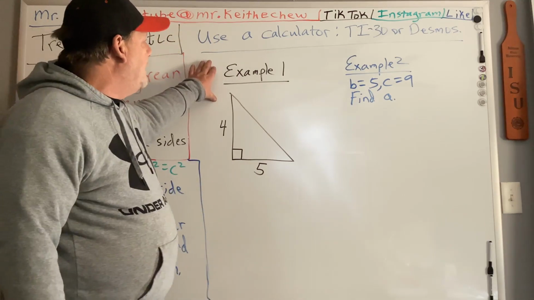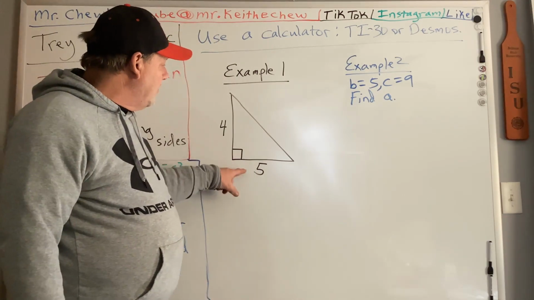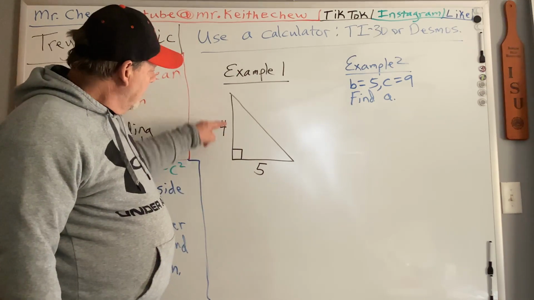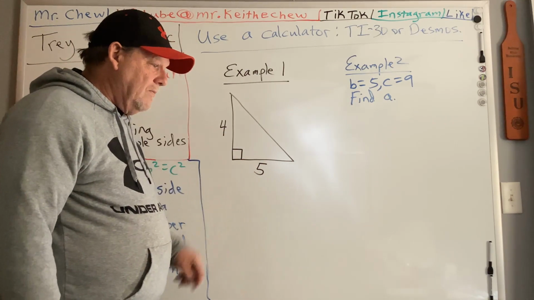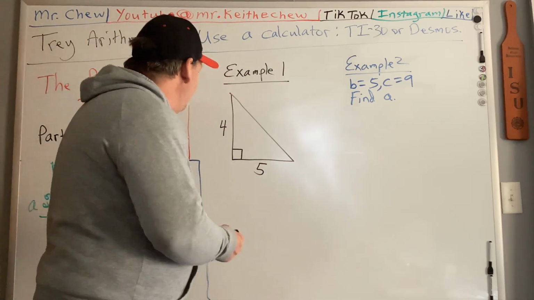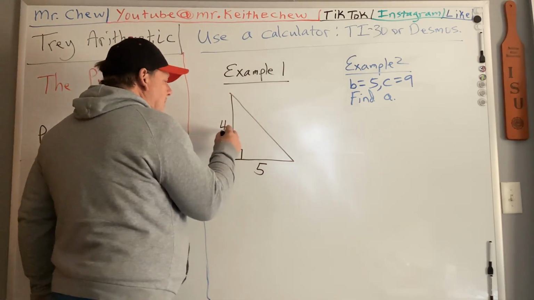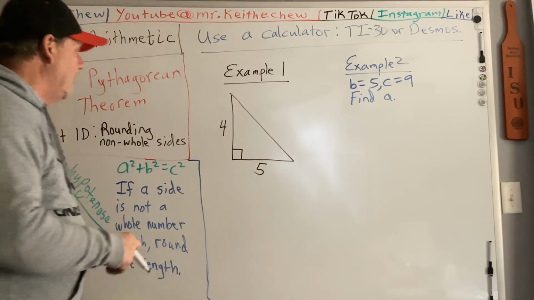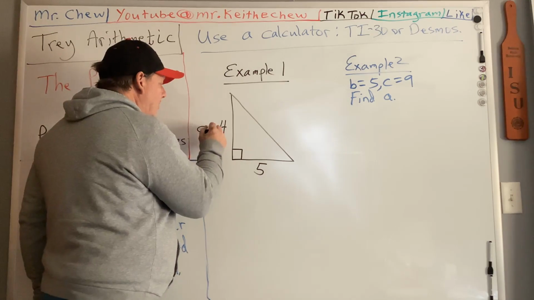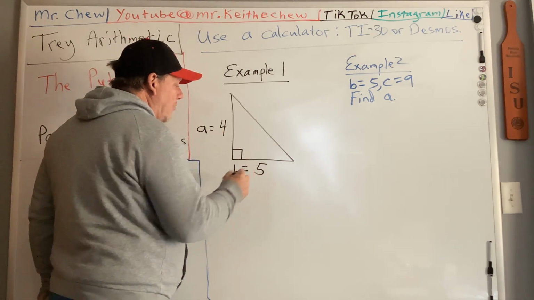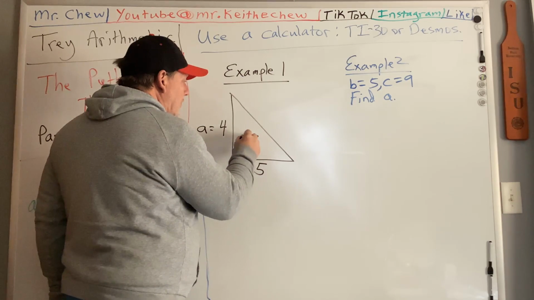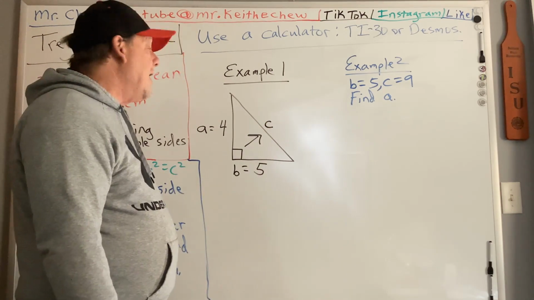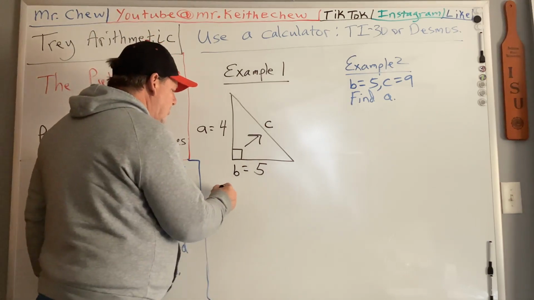So here's example 1. I've got a right triangle. I have two side lengths that intersect to make the right angle, and these two sides are called the legs. That's what I mentioned over here. So we're going to call one of them A and one of them B in our formula. We don't know the side across from the right angle, which is called the hypotenuse. So I just use my formula.